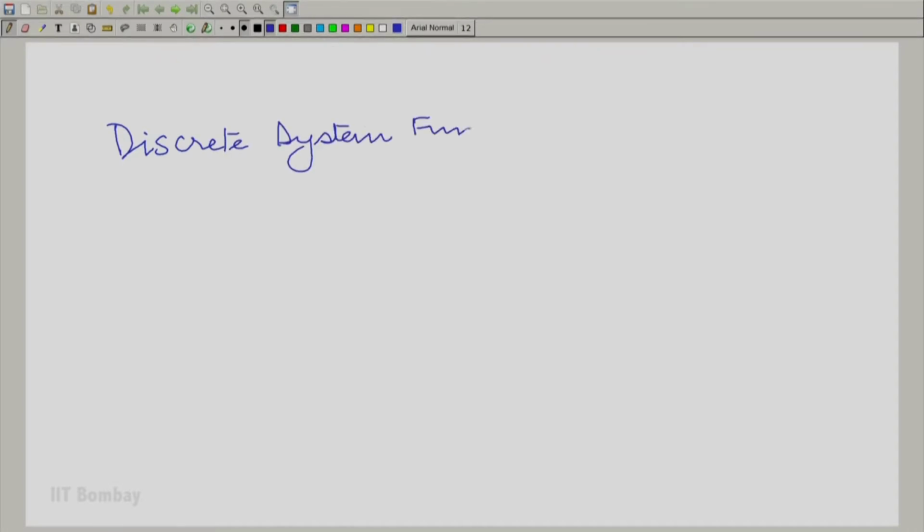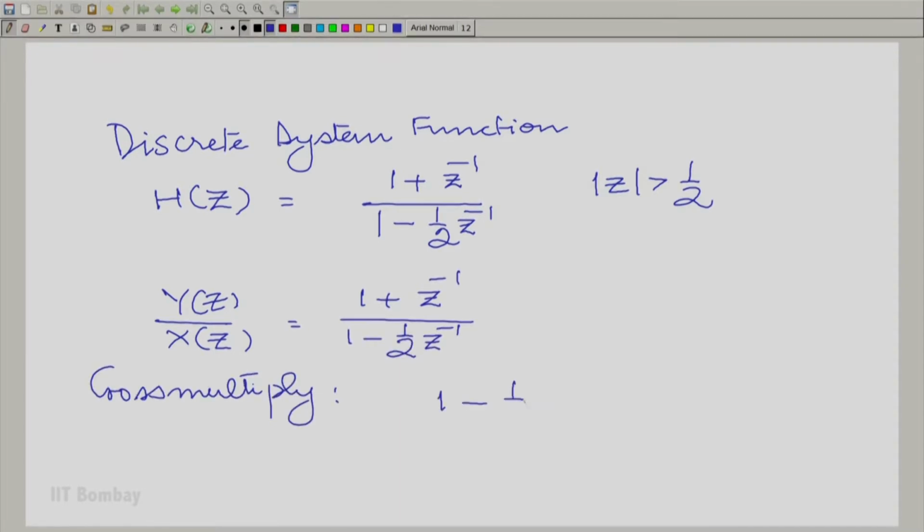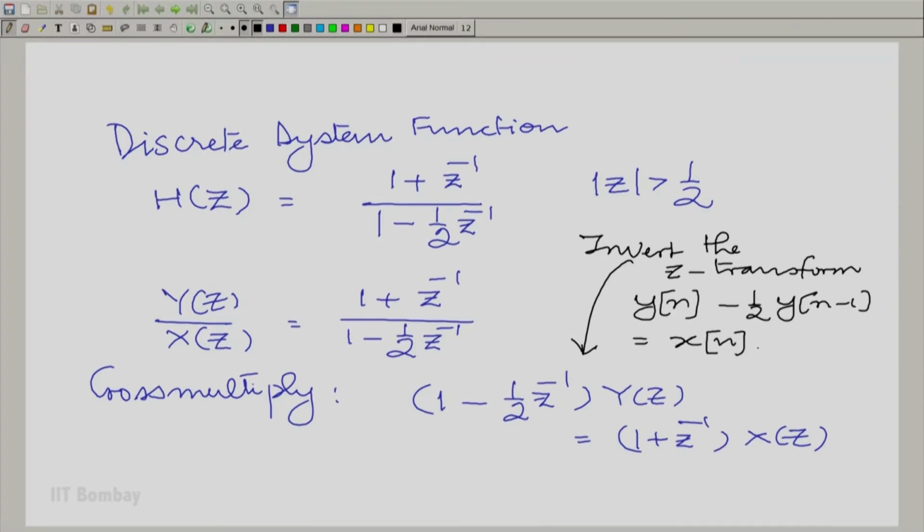So, let us consider a discrete system function. Here we have an example: H of z is 1 plus z inverse divided by 1 minus half z inverse, mod z greater than half. Of course, the discrete system function is Y of z by X of z, and we can cross multiply, and we can invert the z transform, thereby giving us, we can rearrange.